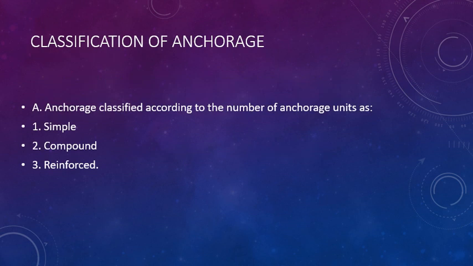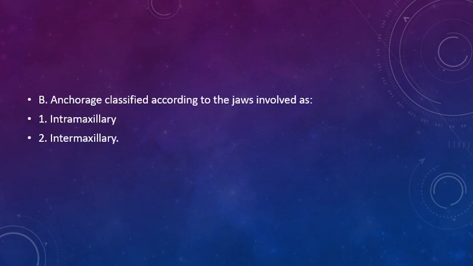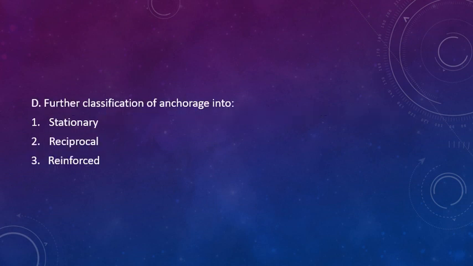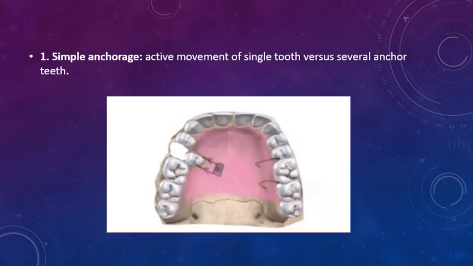Anchorage can be classified in many ways. For example, according to the number of anchorage units, it can be classified as simple, compound, or reinforced. According to the number of jaws involved, it can be classified as inter and intramaxillary. It can also be classified according to the site where the anchorage units are located, so it can be intraoral and extraoral. Further, we can classify anchorage as stationary, reciprocal, and reinforced. So now we will be discussing different types of anchorage.